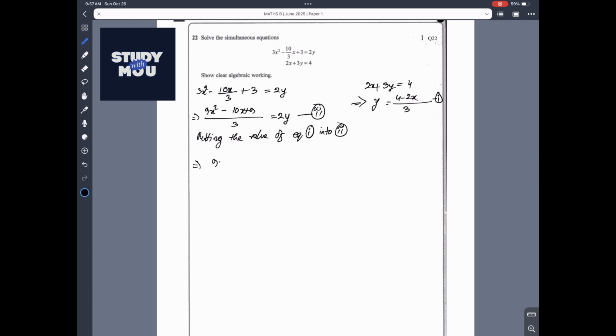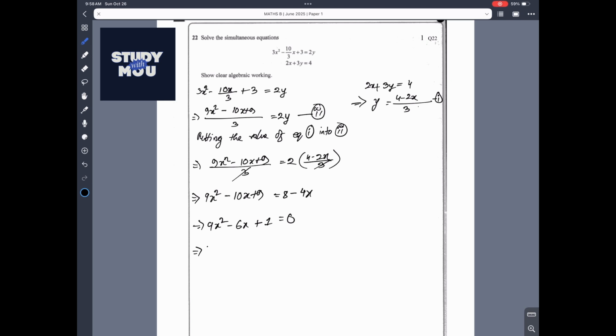Okay, so (9x² − 10x + 9)/3 = 2y. Now we will put the value of y here, (4 − 2x)/3. And here we have 9x² − 10x + 9 = 8 − 4x. Let's cancel out the 3's. 9x² − 6x, since −10x plus 4x is −6x, plus 9 minus 8 is 1, equals 0.